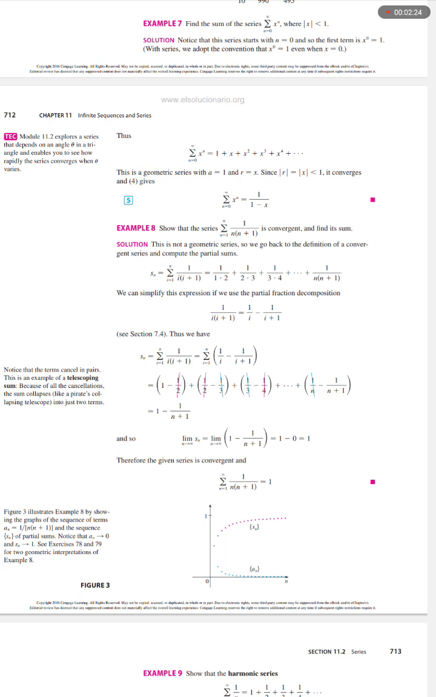Solution. This is not a geometric series, so we go back to the definition of a convergent series and compute the partial sums. S sub n equals the sum from i equals 1 to n of 1 over i times i plus 1 equals 1 over 1 times 2 plus 1 over 2 times 3 plus 1 over 3 times 4 plus ellipsis plus 1 over n times n plus 1.